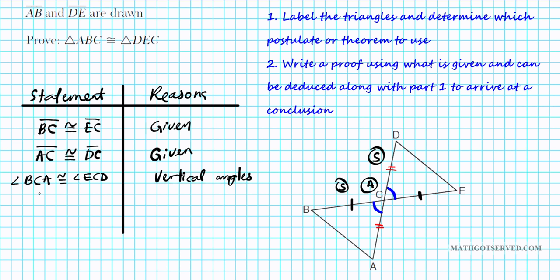So what can we say? We can say that this is our conclusion: triangle ABC is congruent to triangle DEC by the SAS congruency postulate. Remember for SAS, we have the two sides and then we have an angle that's corresponding. The angle has to basically be included between the two sides.